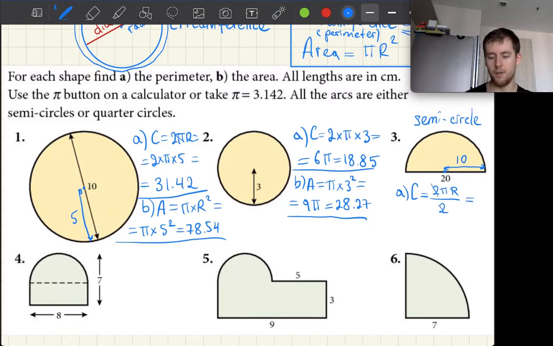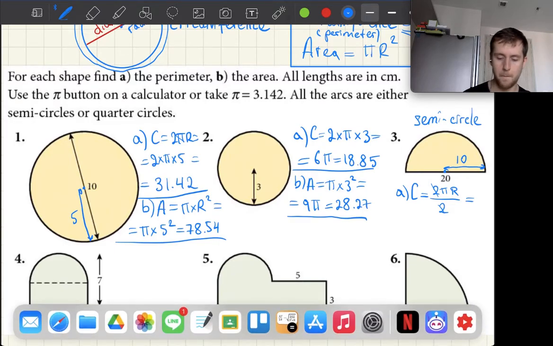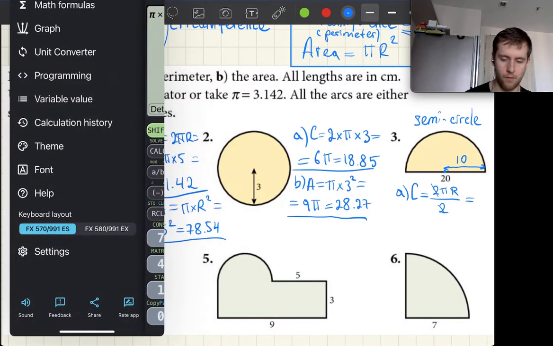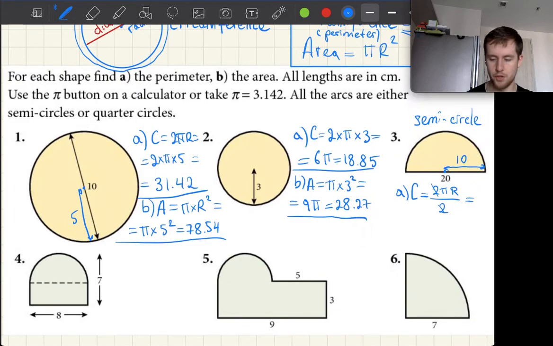So 2 pi r divided by 2, we can just cancel 2. So it's just pi r, which is equal to pi times 10. That's just like 31.42. 31.42. Okay, that's for the perimeter, circumference.